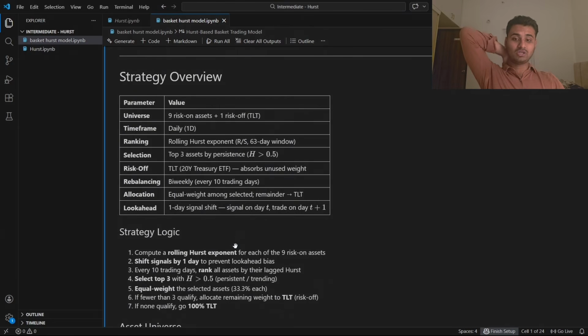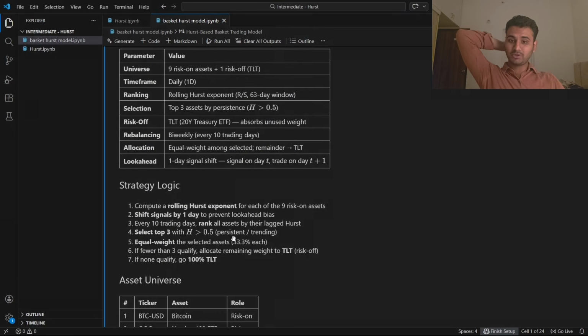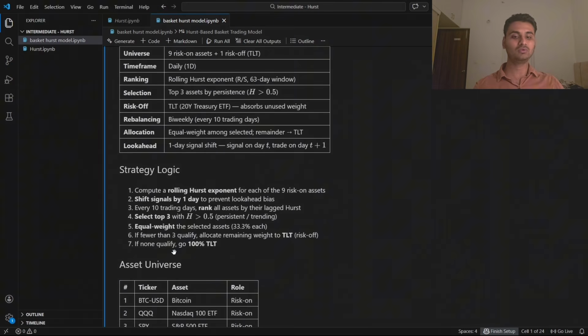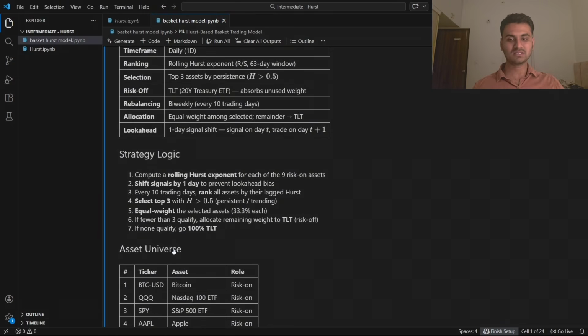So the strategy logic is a very basic logic. We compute the Hurst Exponent, shift signals by 1 day, rebalance every 10 days, rank all assets using their lagged Hurst, and select the top 3, equal weight. If fewer than 3 qualify, allocate the remaining weight to TLT. If none qualify, go 100% risk off, that is 100% TLT.